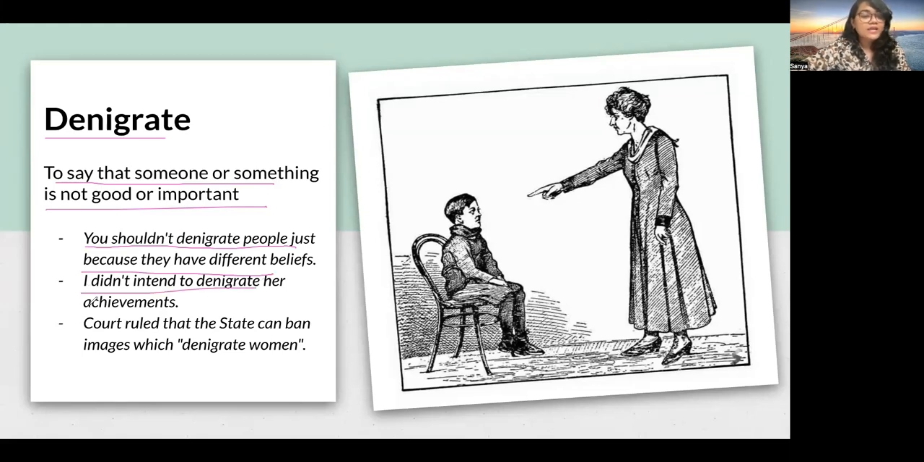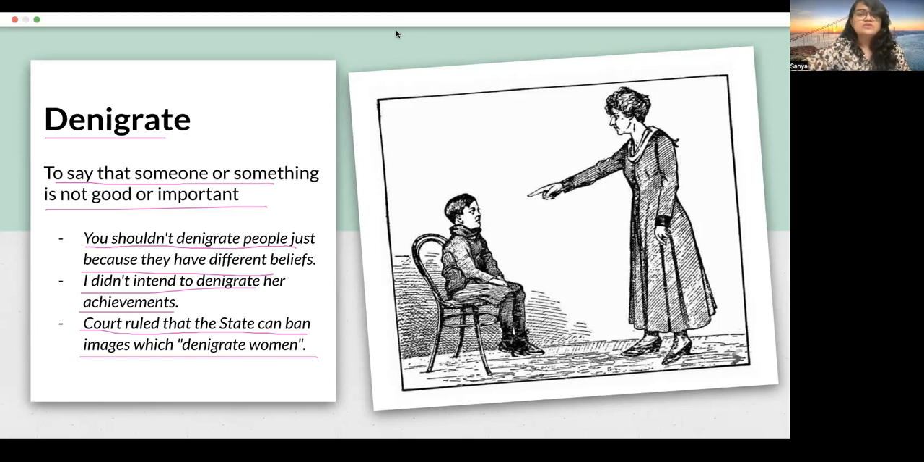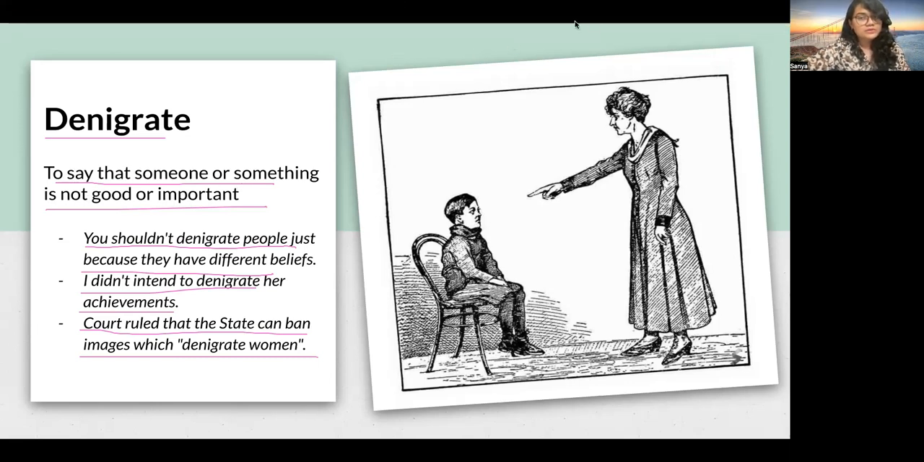I did not intend to denigrate her achievements. That means it was not my intention to say that her achievement was not worth the praise, right? Court ruled that the state can ban images which denigrate women. That means the court passed this statement that the state can ban any images which are telling people or spreading the news that women are not important in the society. So denigrate means to say that someone or something is not good or important, right?